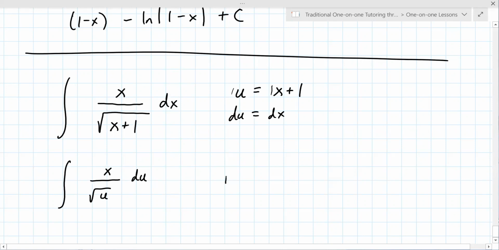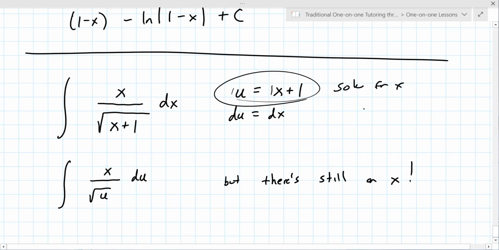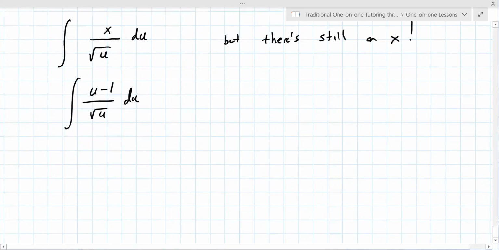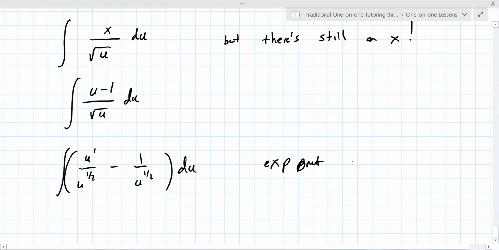So x over, okay, but there's still an x. You solve this one for x. Oh wait, I forgot that there's u. Okay. So x equals u minus 1. Yes, and then you plug that back in. So you've not made it better quite yet, but it's getting better. It's really close. So then it's u minus 1 over root u. Right, but let's write it as u to the 1/2 minus 1 over u to the 1/2 du. Oh, okay. Because we're going to use the exponent rules here.